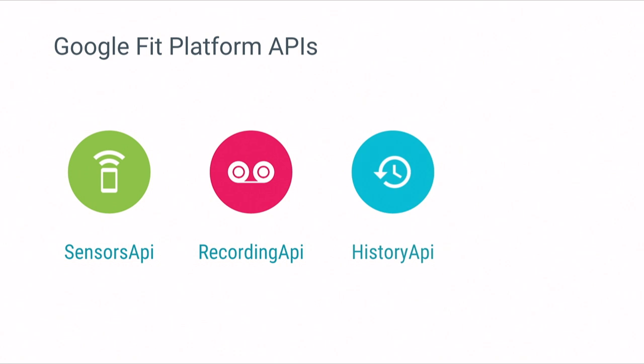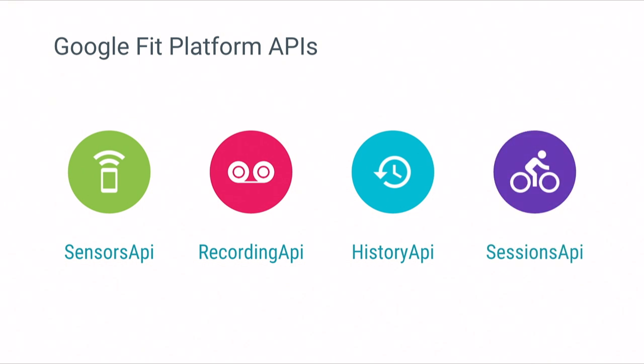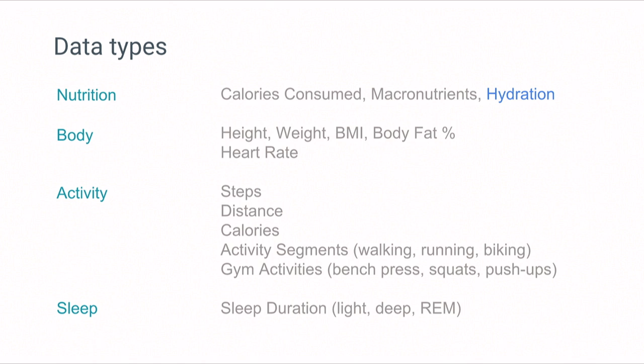Next, there's the History API, which gives you access to the fitness history and lets you perform bulk operations like reading and inserting and deleting data from the fitness history. And then finally, there's the Sessions API. Sessions are basically a metadata layer on top of raw fitness data that let you store whole fitness activities. So a session is a time interval during which the user was doing, say, a bike ride or a run or a weightlifting session.